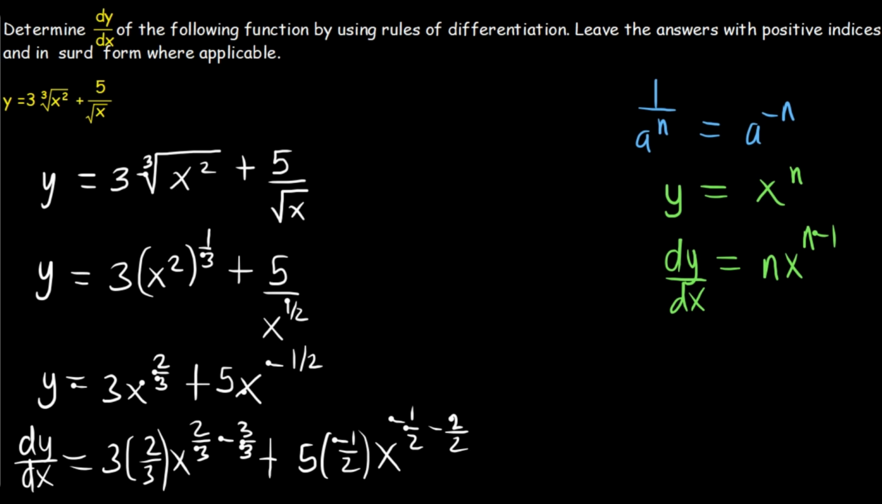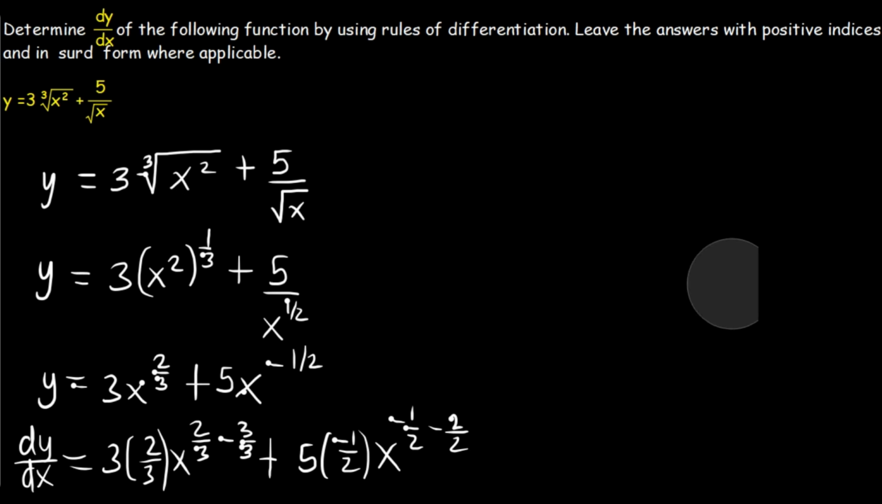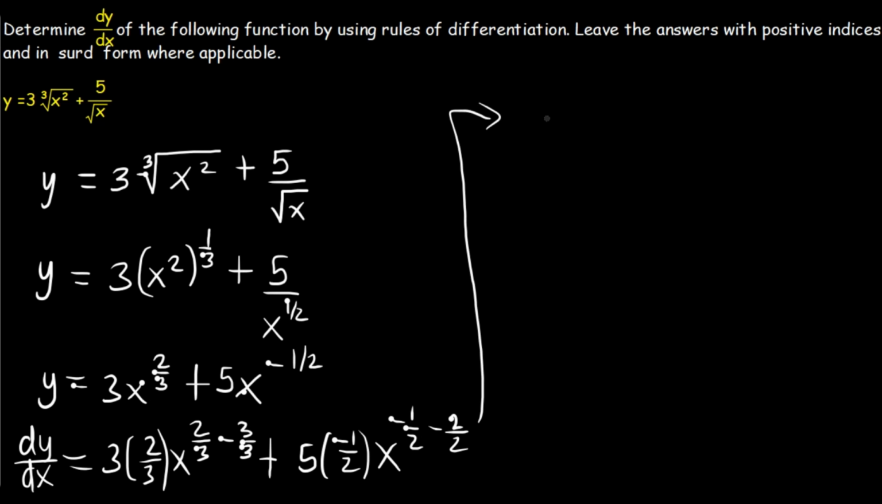So let's create some space and let's finish our job. So this is going to be equal to, if we simplify this first part, this 3 and this 3 cancel out and we're left with a 2, then x. And if we simplify this part, we'll be left with a -1/3. Great. Let's move on to the other part.